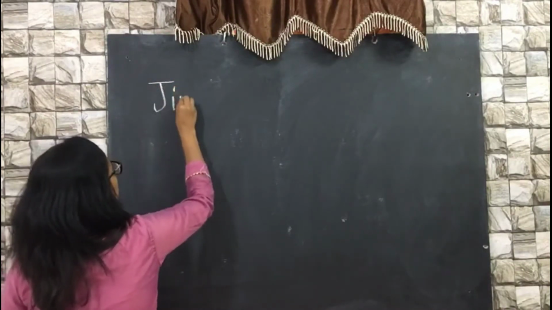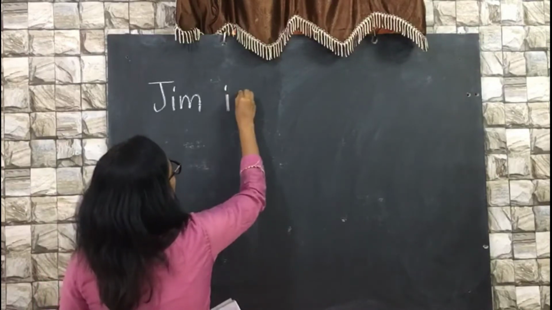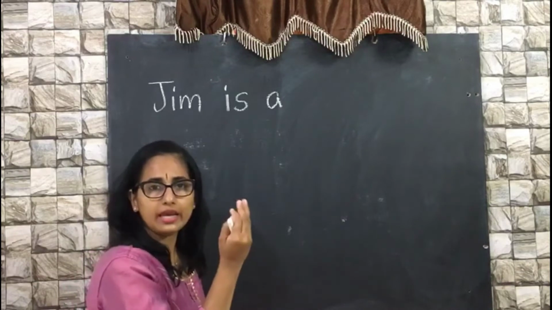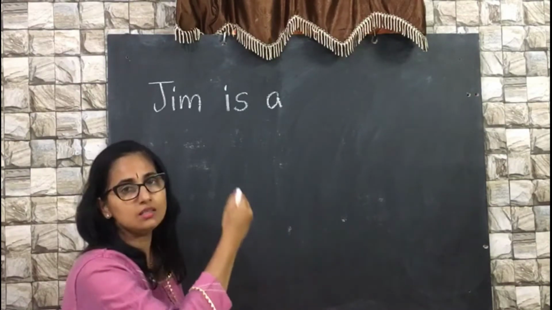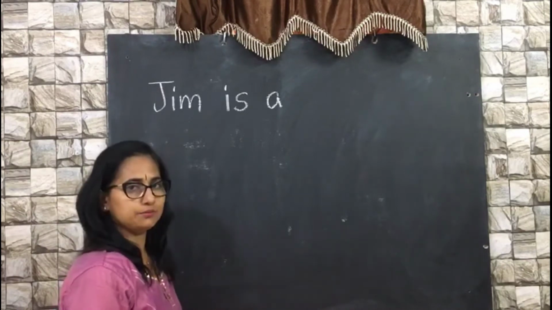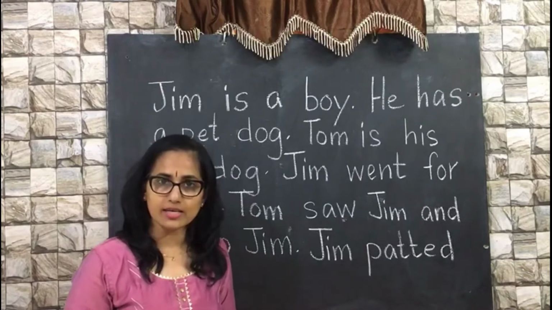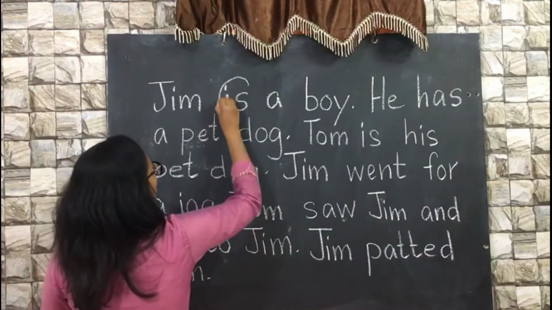Jim is the name of that boy, right? So I'm going to write the paragraph. After writing this, I'll show you how to segregate, how to split it, and how to guide your child while make them read. This is the paragraph, and here I'm going to circle all the sight words. That is very important. I'm going to circle all the sight words.